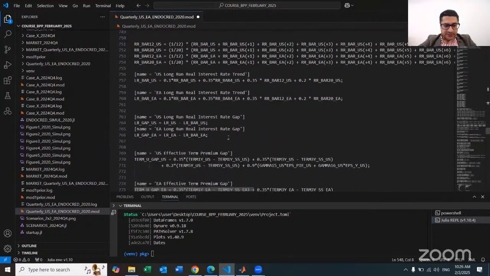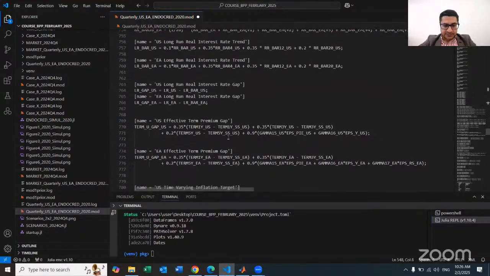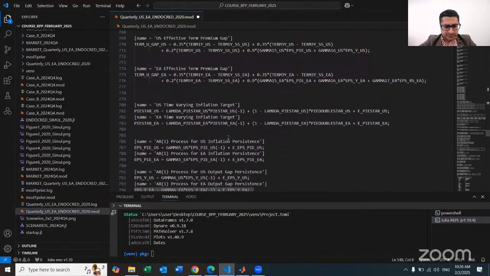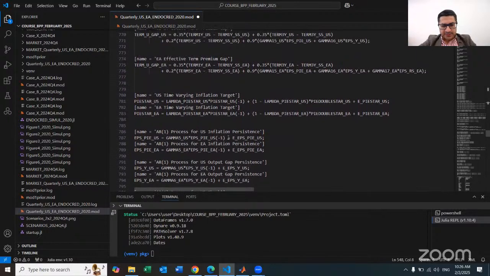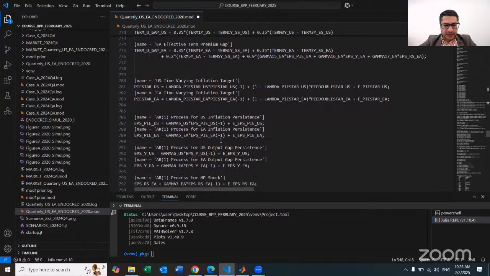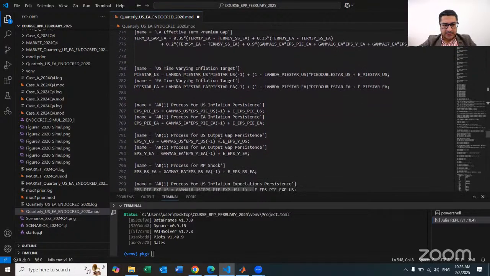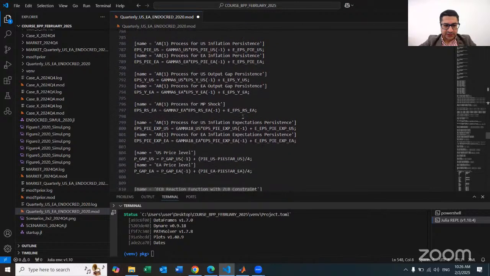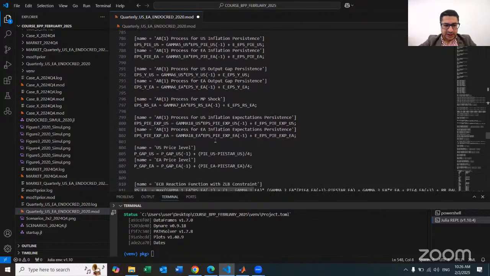So all these things are good, and then we have some time varying inflation target. So these things are not behavioral things. So then we can just have a high level view and skip these parts.